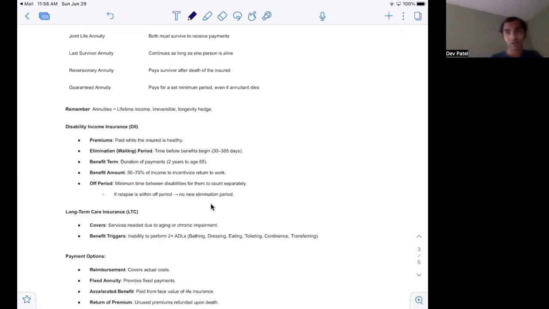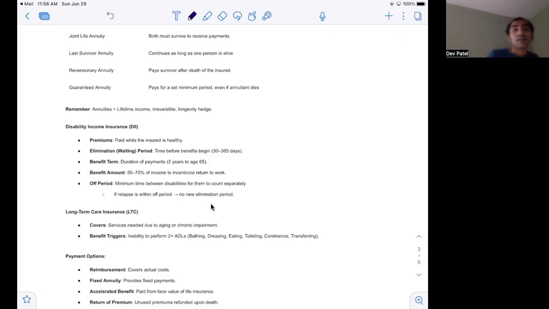So typically it's around 30 days, 60, sometimes it's even a year. And then we enter the benefit term, which is the maximum duration of the payments. So sometimes it's 2 years, sometimes it's up to age 65. And then the benefit amount is typically around 50 to 70% of the income, to actually incentivize return to work.